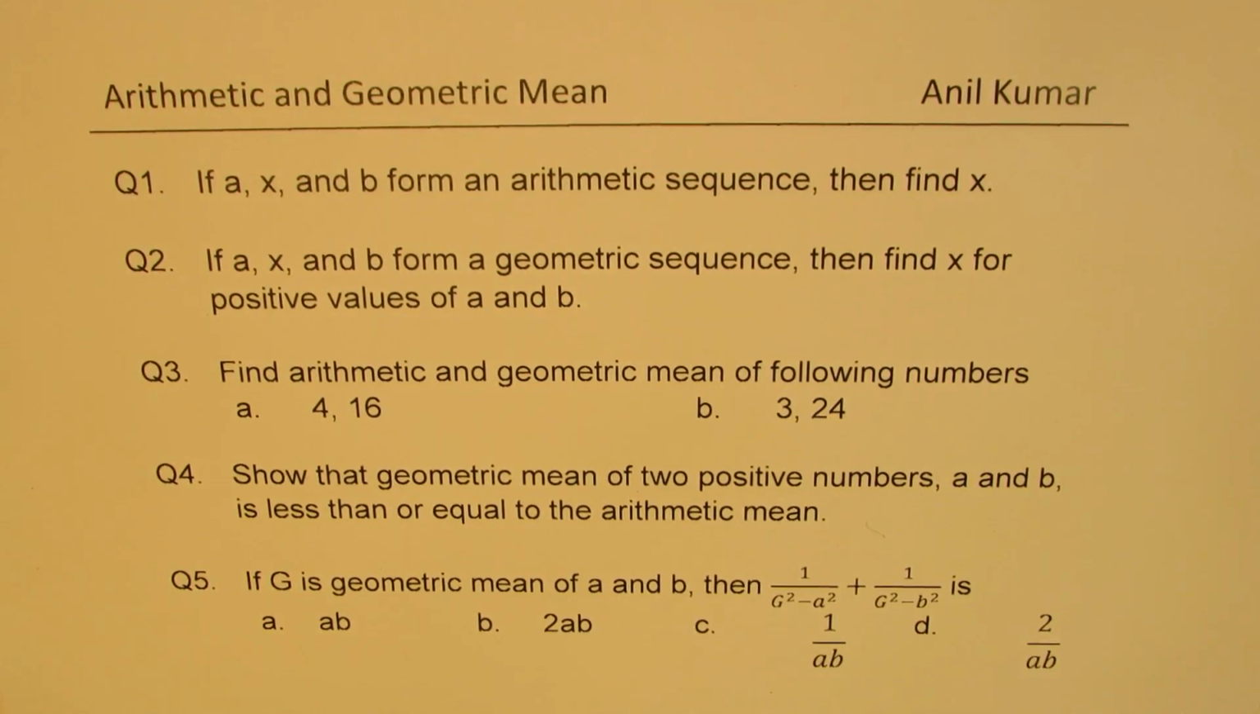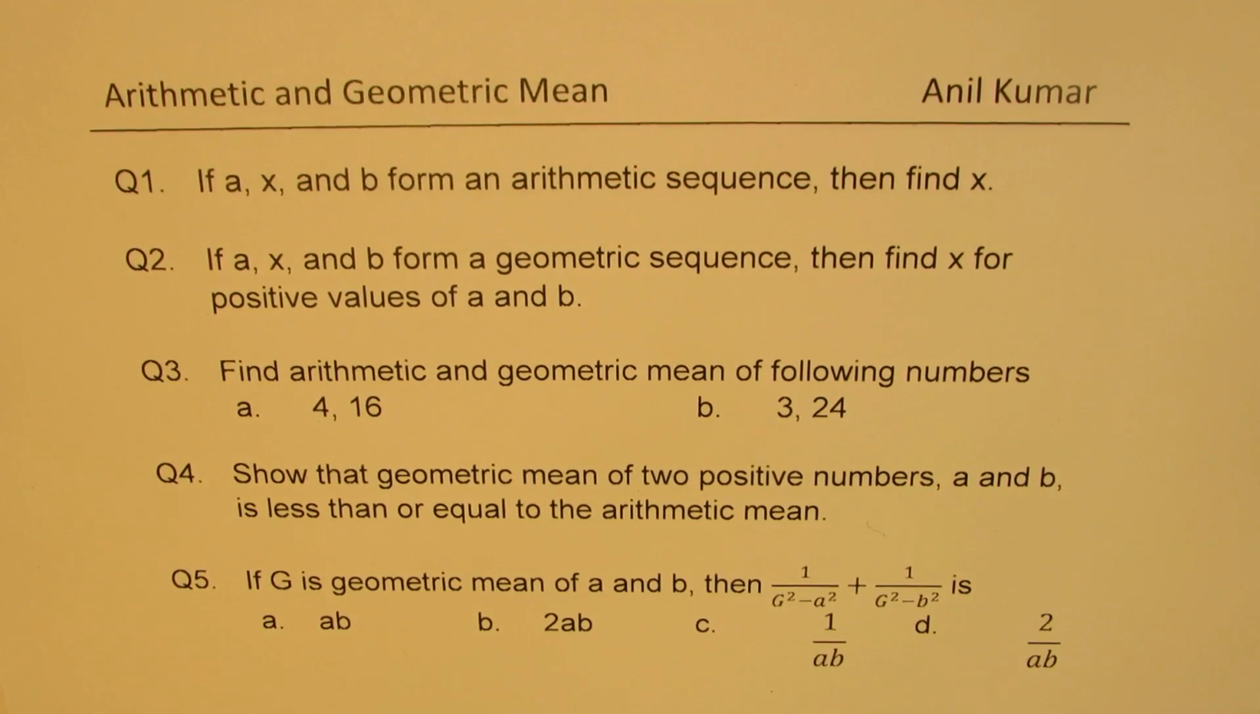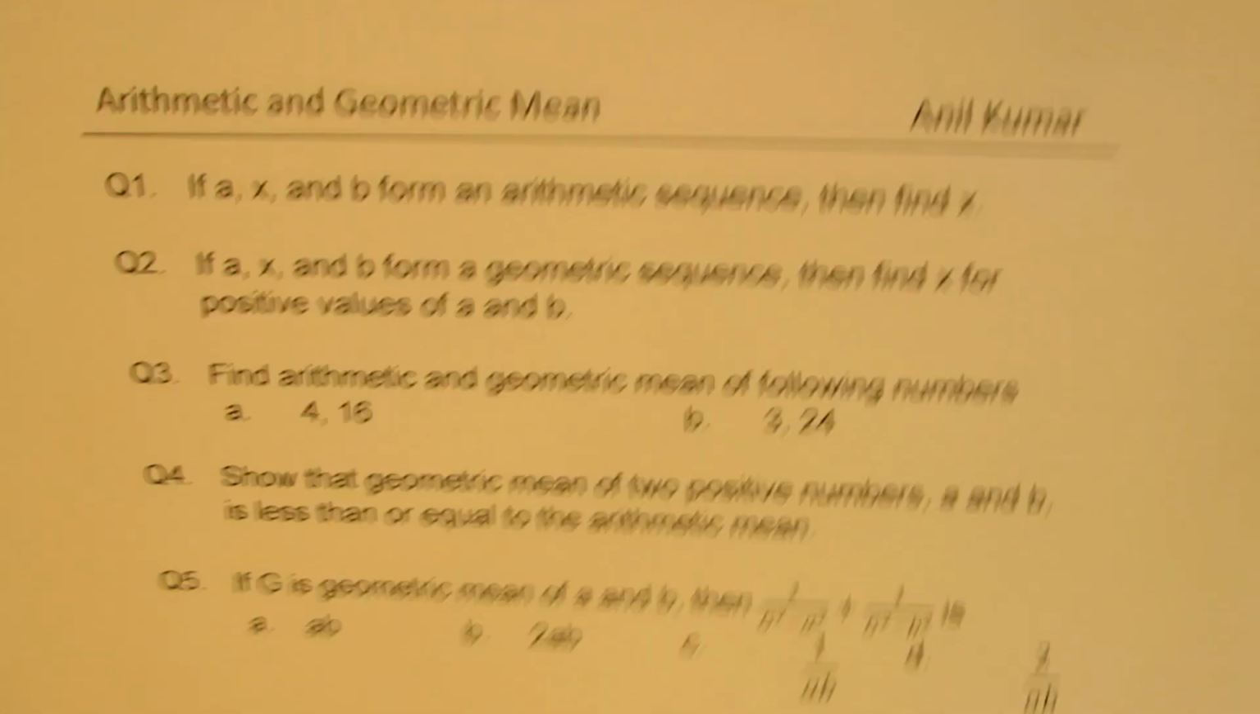Question number 5 is a multiple choice question: if g is the geometric mean of a and b, then 1 over g square minus a square plus 1 over g square minus b square is what? 4 options are given to you. Now this is again a very popular multiple choice question in many related test papers. So I hope you find this video very interesting and useful. Let's now see and understand what arithmetic and geometric mean really are.